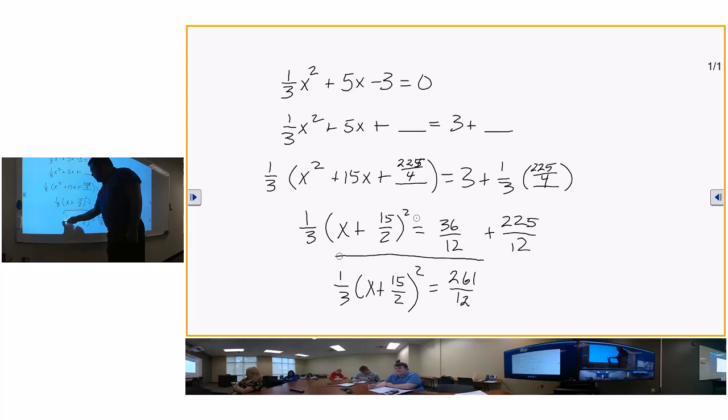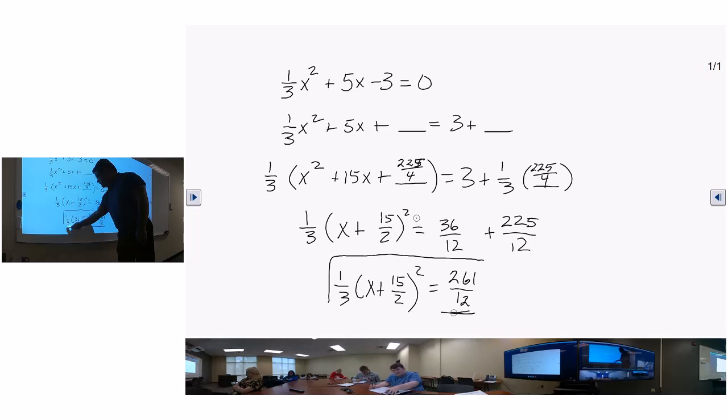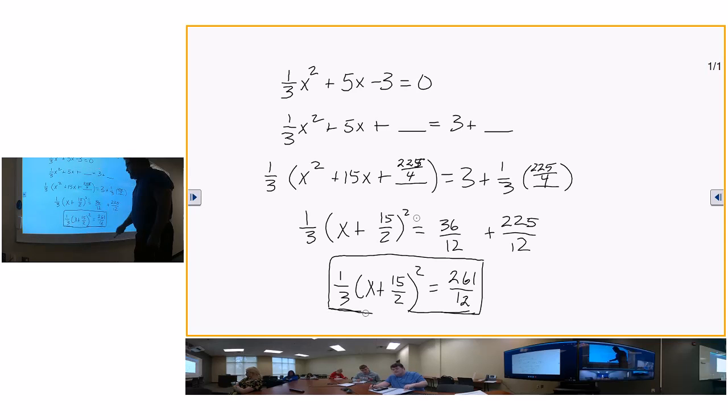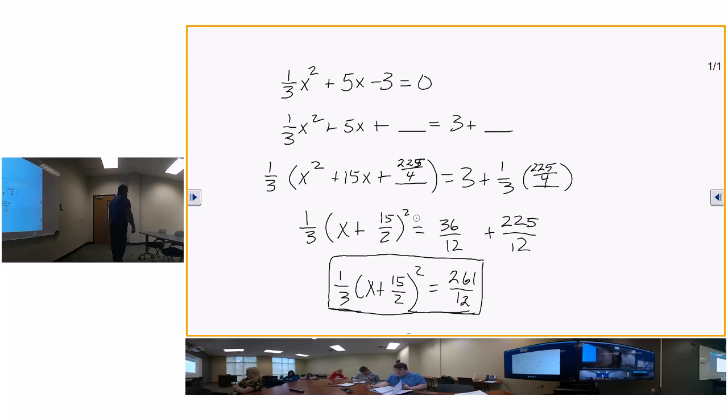And I think we've left off right there. So what I want y'all to do is finish it up and find the vertex and the x-intercepts. I don't think we went that far, did we? Or we might have.